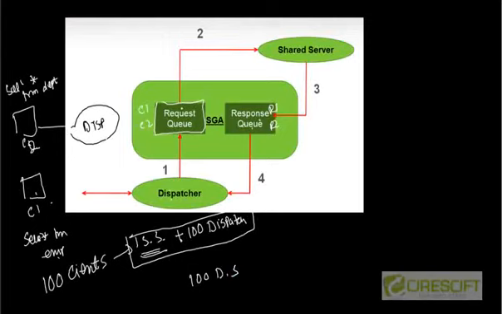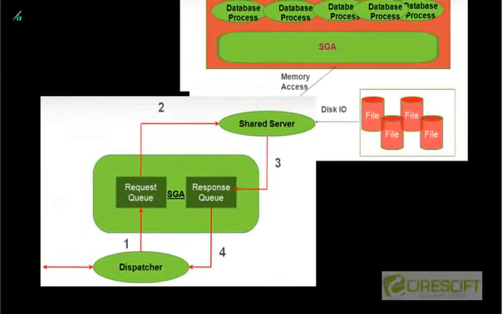Alright, so this is the final picture, how it's going to look. Let's say we have a client C1. Client C1 comes to the listener, and the listener creates a dispatcher, and then the dispatcher is going to put the command in the request queue. This shared server is going to poll the request queue, and whenever it is free it is going to get the request and execute using the SGA and files and all this. When the answer is ready it puts it in the response queue, and the dispatcher gets it from the response queue and gets it back to the client.